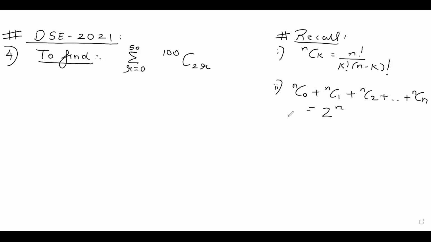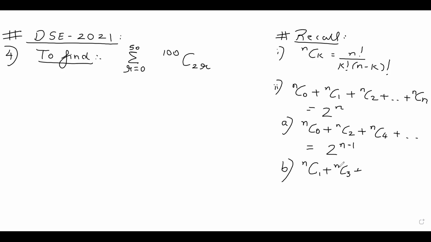Okay, so from this, I can write the first part, that NC0 plus NC2, if I take all the even numbers, plus NC4 plus ..., this is going to come out as 2 to the power n minus 1. If I take all the even numbers from 0 to n, and similarly, if I take the sum of all the odd numbers, NC1 plus NC3 plus NC5 plus ..., this is again going to come out as 2 to the power n minus 1. So these are 2 properties of combinations.